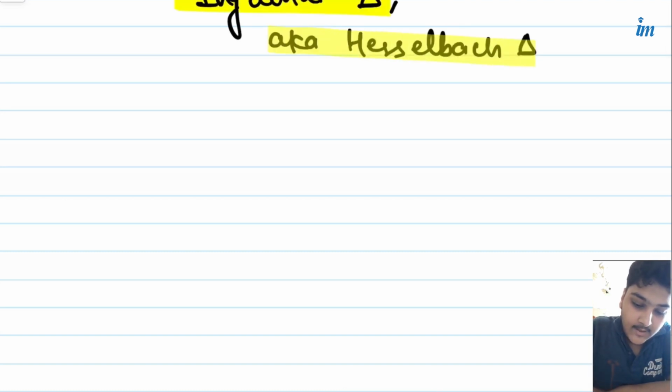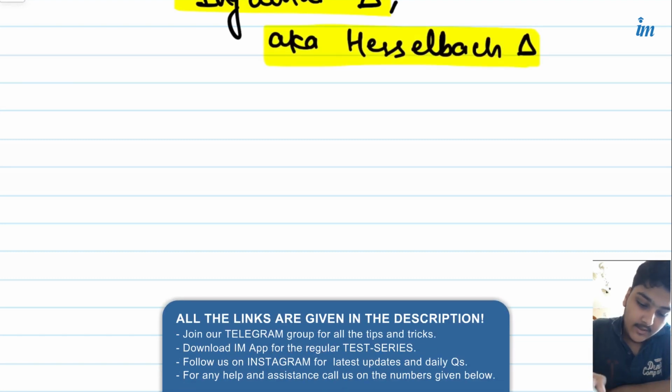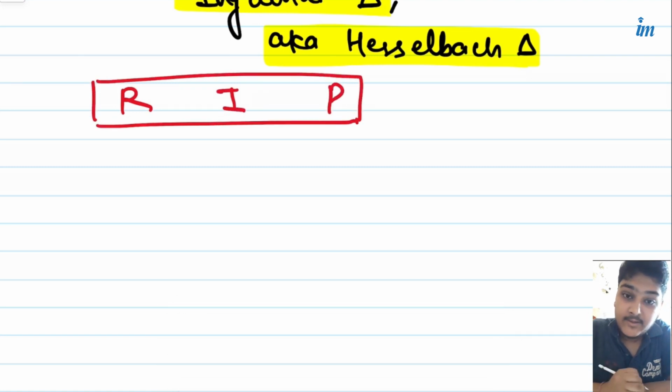Now, before telling the different types of inguinal hernias, let's discuss a very quick, very short topic, that is the inguinal triangle, also known as the Hasselbalch triangle. It is a very important triangle. Its boundaries are very important, and I have made the boundaries very simple for you with a mnemonic, RIP.